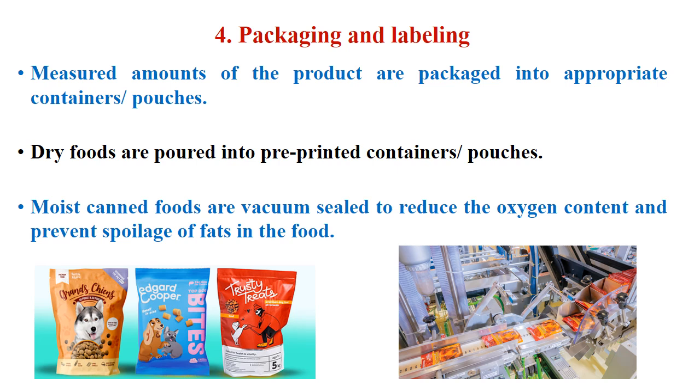So for dry foods, they are poured into pre-printed containers and pouches. Whereas in case of canning, the packaging or filling happens before the processing, either in retort pouches or in cans. After preheating and mixing all the ingredients, it will be filled and sealed hermetically. Then it undergoes high temperature processing and cooling. So that's the difference between the two methods for dry pet food and moist pet food.